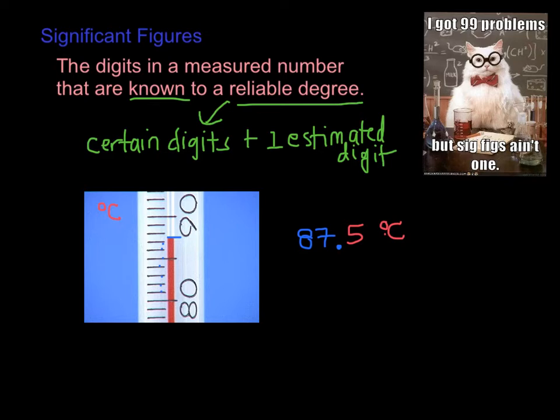So there's our measurement. The digits that we put in this measurement are all significant. So there are 1, 2, 3 sig figs, 3 sig figs in this measurement. So all the digits that we are certain of and our one estimated digit are our sig figs.